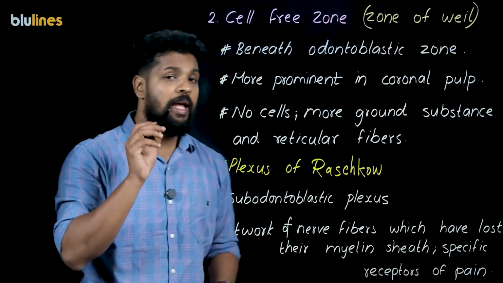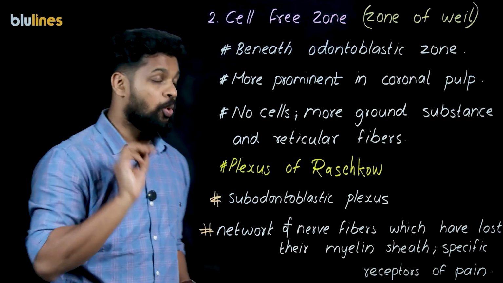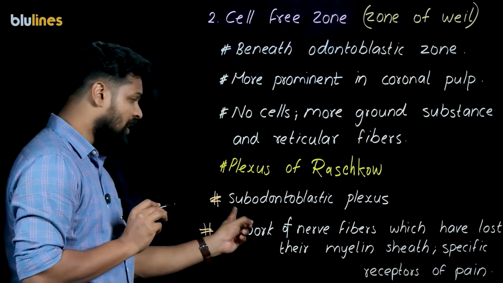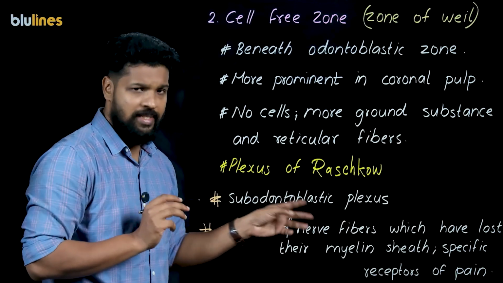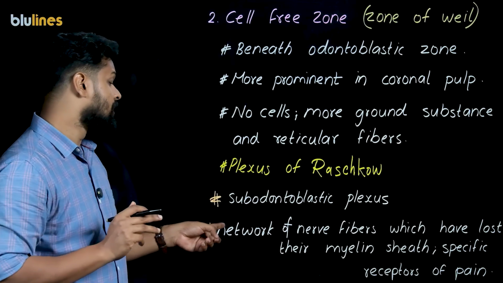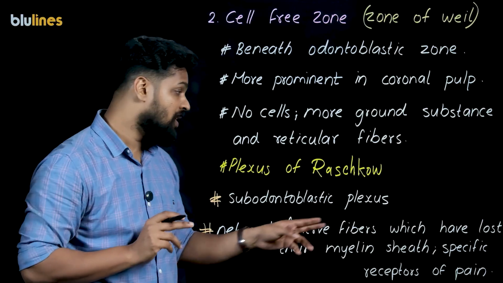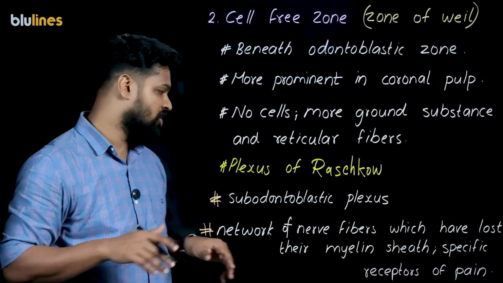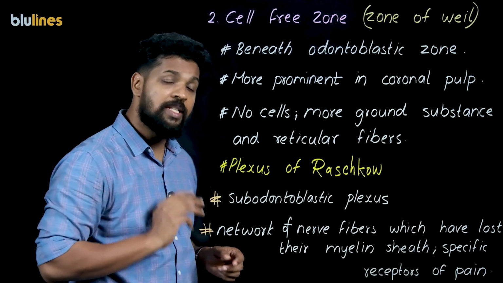Now coming to a very important entity, the plexus of Raschkow, which is seen in the cell-free zone. It is also known as the subodontoblastic plexus. It is nothing but a network of nerve fibers which have lost their myelin sheath. They are specific receptors for pain.